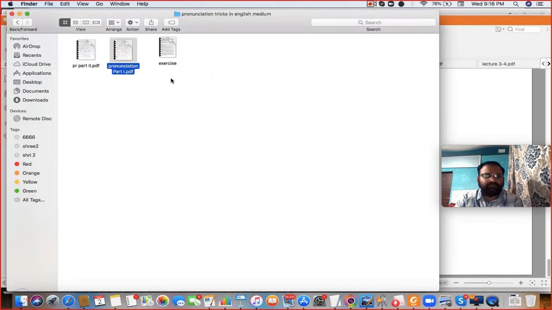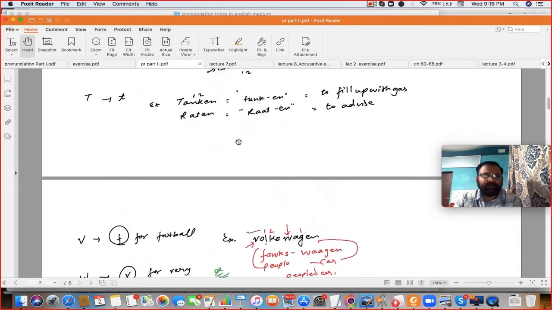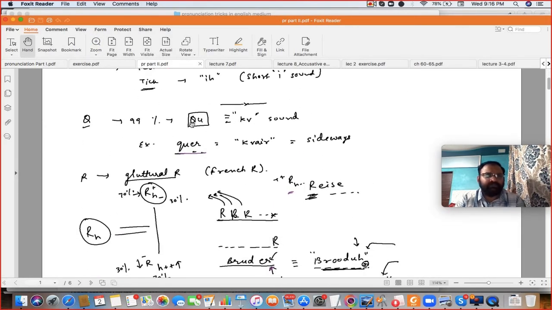Okay. Now after P, next letter is Q. Q always comes with U. QU sound is "qua". So speak the example. Queer. Square. Correct. QKV. That is what you written, right? QU, not KV. QU sound is "qua". Qua. Qua.